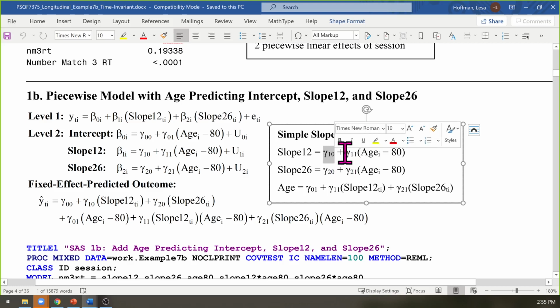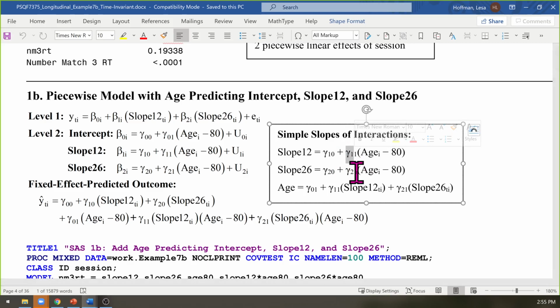The interaction slope of slope 1, 2 by age then tells me how slope 1, 2 changes per year of age. Same is true for slope 2, 6. The first part here is for an 80-year-old, and then gamma 2, 1 tells me how that slope changes across age, per unit of age.